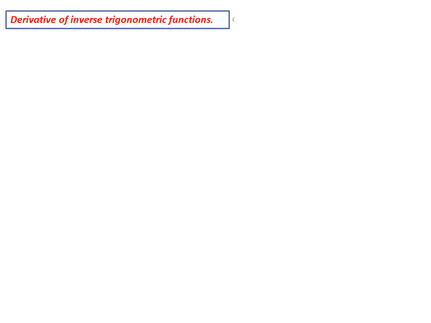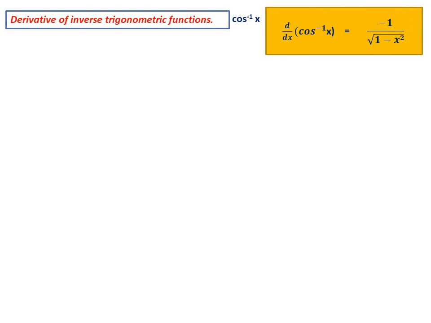Let us proceed. Second one is cos inverse x. So the formula is d by dx of cos inverse x is minus 1 by square root of 1 minus x square. So the formula is same as sine inverse x, change is only in sign. So this you have to remember.